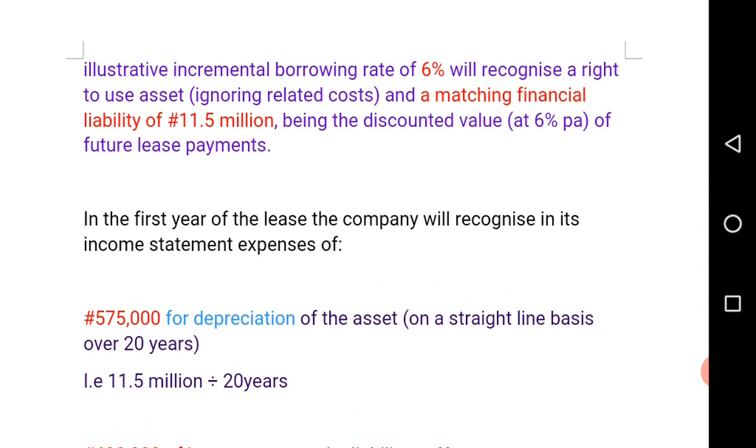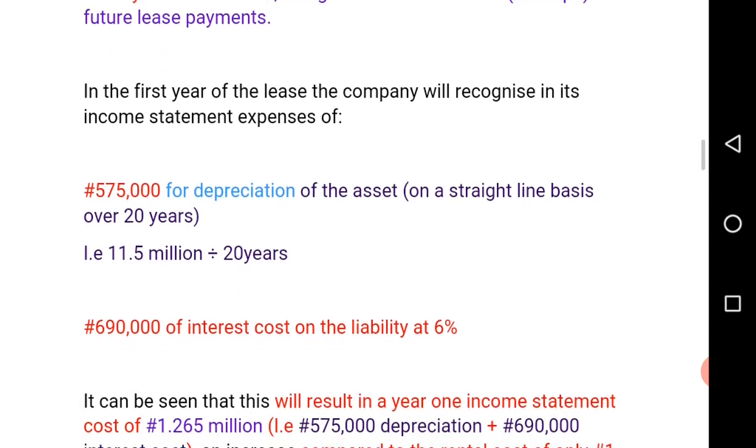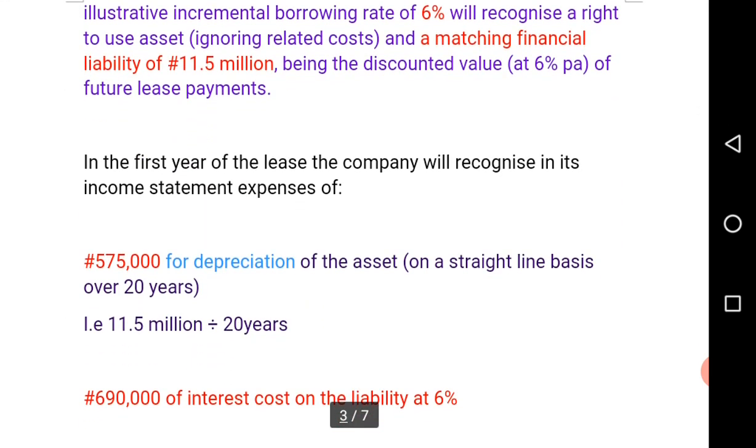So how did you get that? We have the cost of the assets, 11.5 million, divided by 20 years, that's the lease term. We effectively get 575,000 naira as the depreciation yearly. So each year, from the value of the assets in the statement of financial position, we will deduct 575,000 naira, and this 575,000 is transferred as an expense in the income statement.